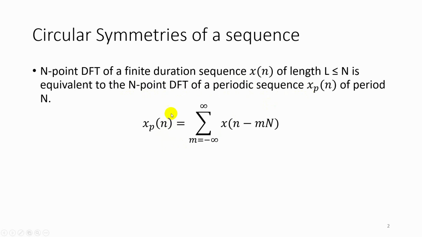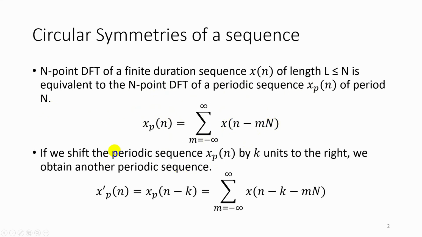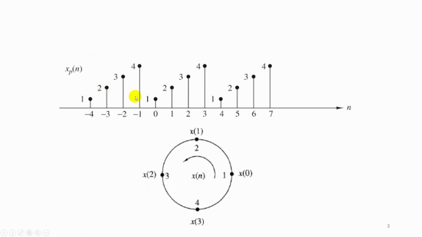Here, the periodic sequence is given by xp of n of period N. So xp of n is equal to summation m equal to minus infinity to infinity x of n minus m into capital N. If we shift this periodic sequence by k units, we will get another periodic sequence, that is xp dash of n, which is equal to xp of n shifted by k units. That is represented by summation m equal to minus infinity to infinity x of n minus k minus m into capital N. Here the periodic sequence is given, which is repeated.